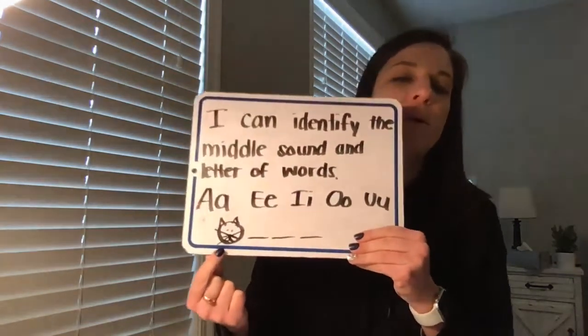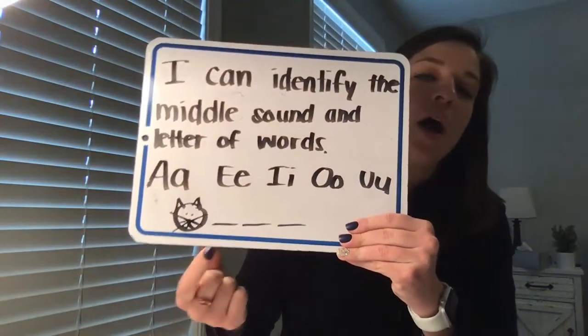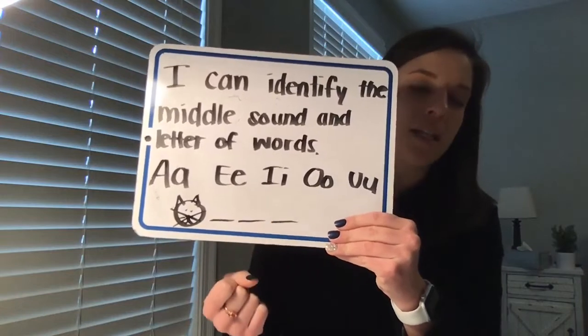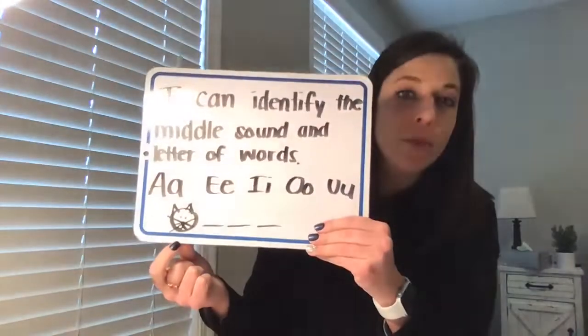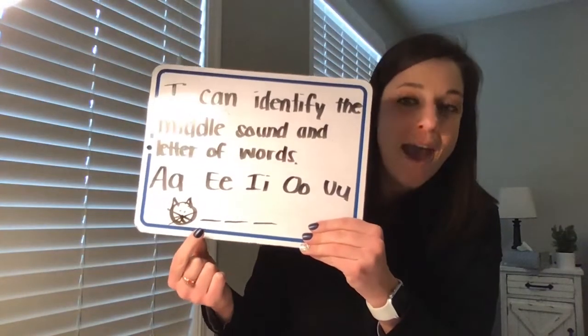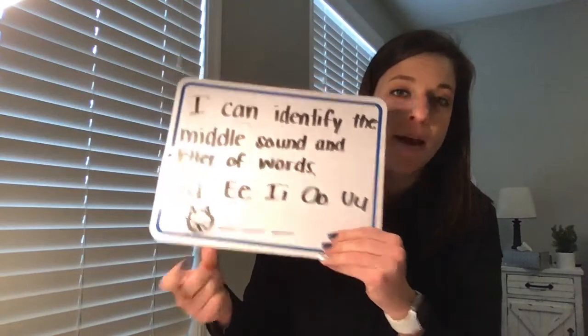On my board, I have a picture of a cat. I also have 3 lines next to it to show that when I label the cat, the word cat has 3 letters, okay? So when I stretch out that word, k, a, t, I hear also 3 sounds. K. What letter says k? C says k. I hear a. What letter says a? A says a, and I hear t. What letter says t? T says t.